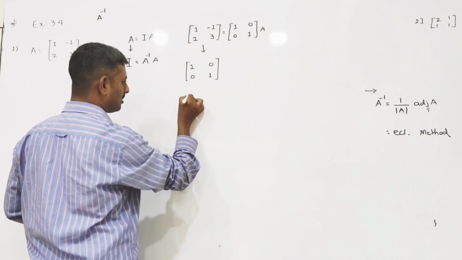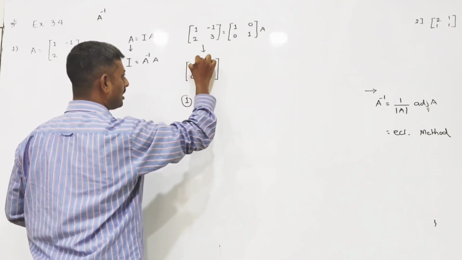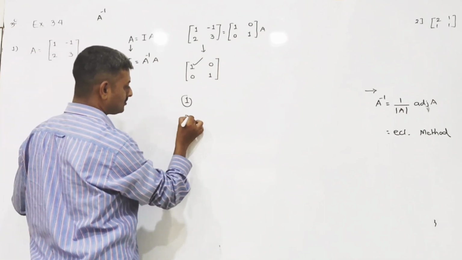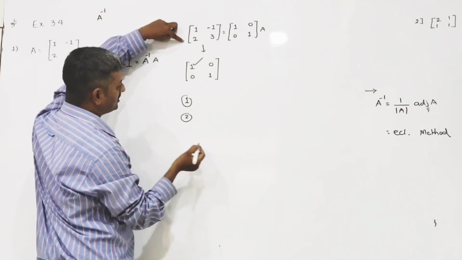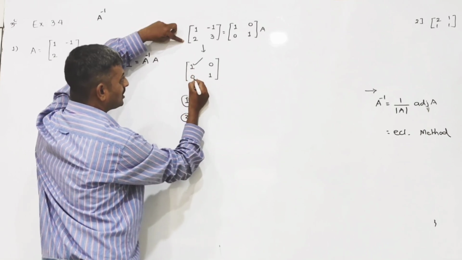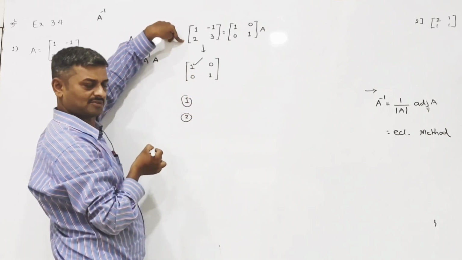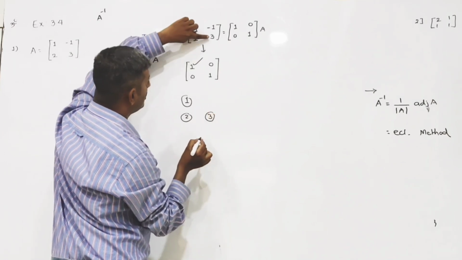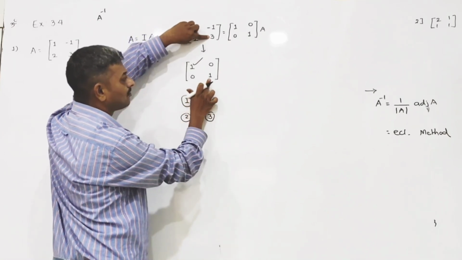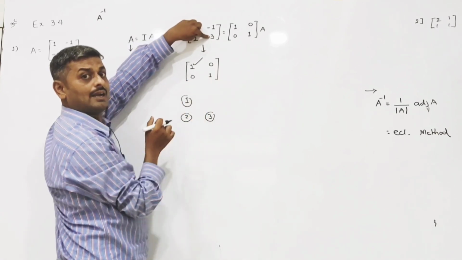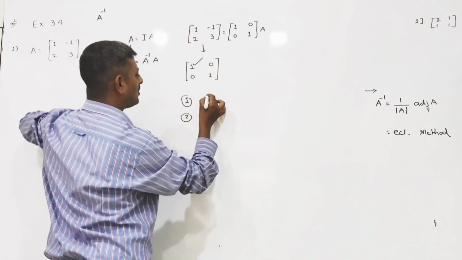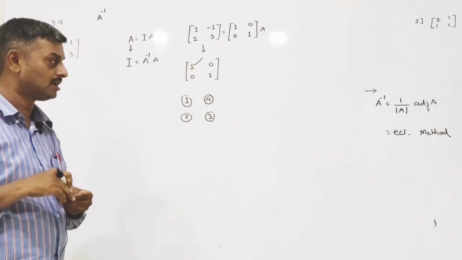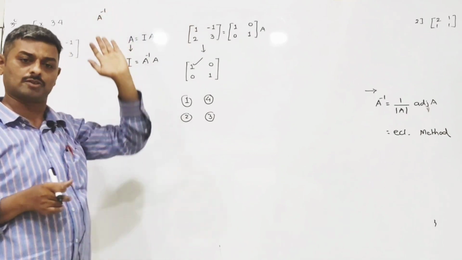For that, this example has to be done in 4 steps. In the first step, we have to make this position 1. In the second step, make this position 0. In the third step, we want to make this position 1, because we want an identity matrix. In the fourth step, in this position I want 0.